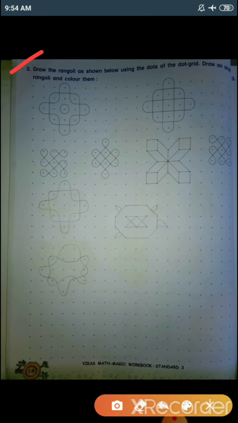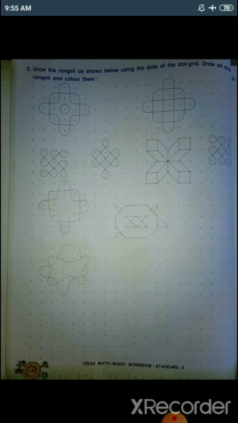Now in homework question number 2, draw the rangoli as shown below using the dots of the dot grid. Draw another rangoli and color them. So you can draw by yourself different rangolis and you need to color them. You can see here I have drawn 3 rangolis. With the help of different styles you can make different rangolis.